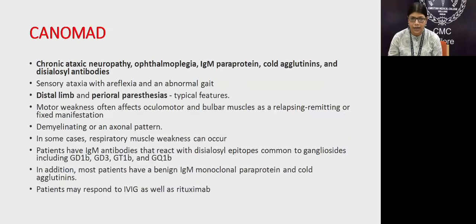CANOMAD is a chronic ataxic neuropathy, ophthalmoplegia, IgM paraprotein, cold agglutinins, and disialosyl antibodies. They have a characteristic perioral paresthesia in addition to distal limb paresthesias. They can have both demyelinating and axonal patterns.